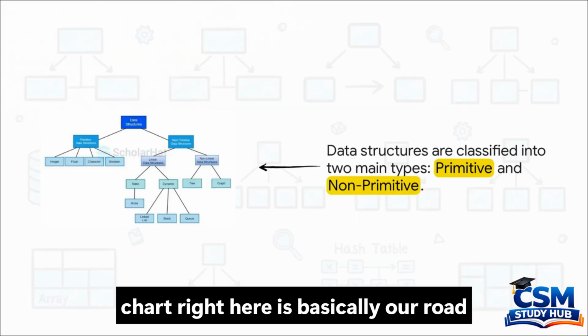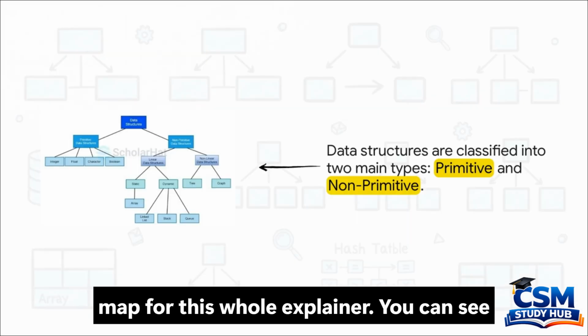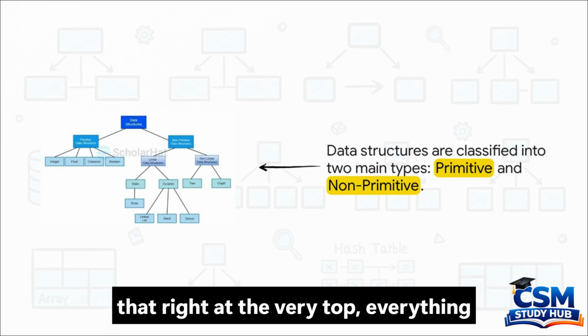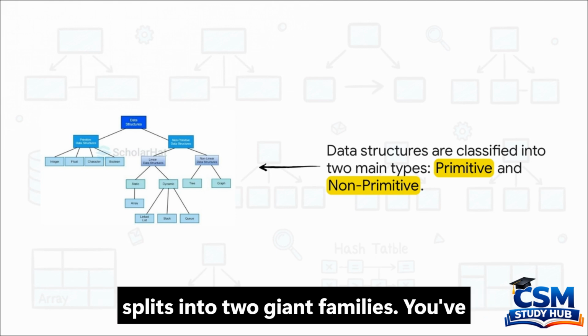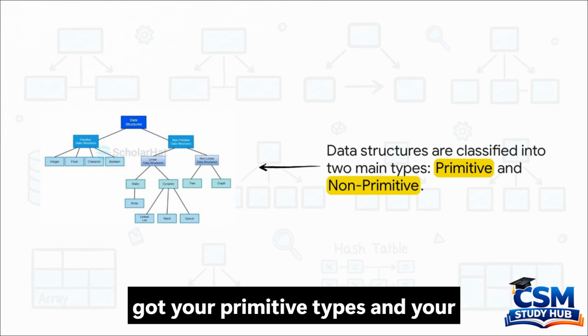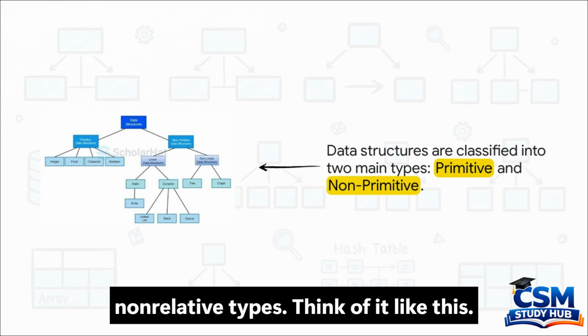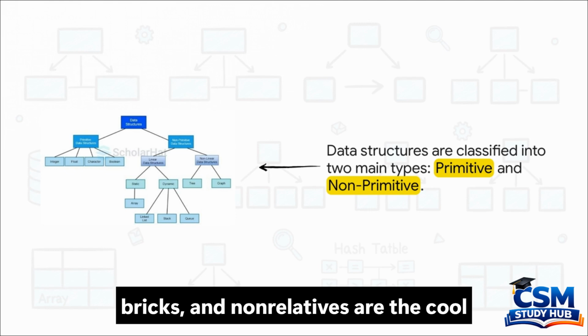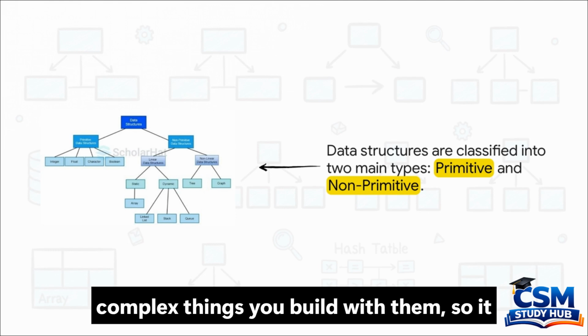Okay, so this chart right here is basically our roadmap for this whole explainer. You can see that right at the very top, everything splits into two giant families. You've got your primitive types and your non-primitive types. Think of it like this. Primitives are the individual Lego bricks, and non-primitives are the cool, complex things you build with them.